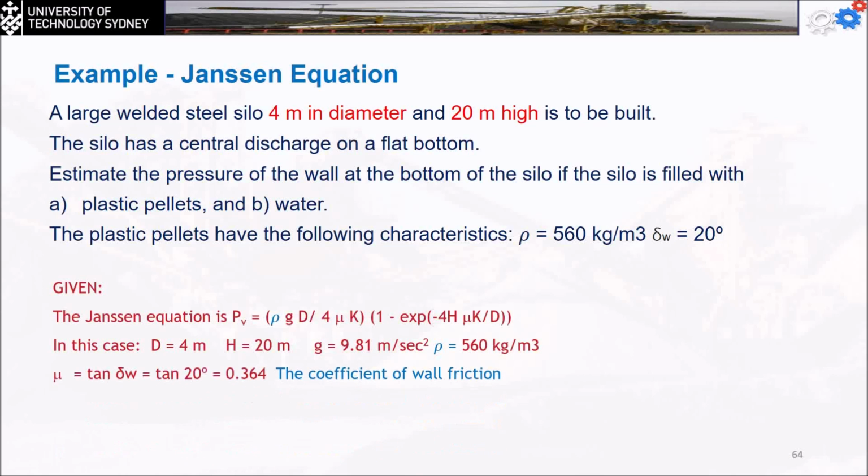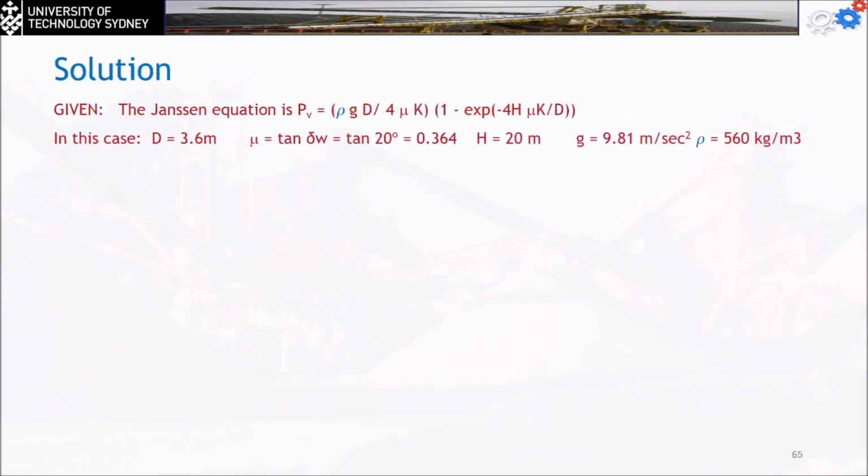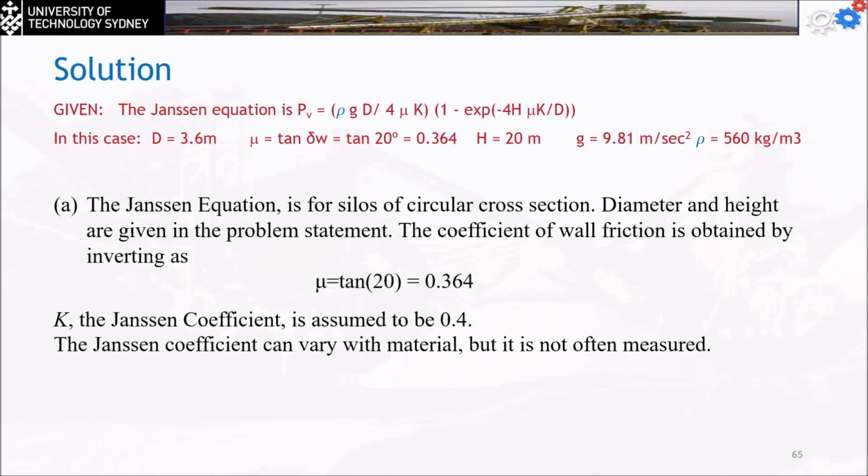Okay, now we got all the parameters and we start to do the calculation. So once again, that's the given things. The steps first for the Janssen equation, for the silo of the circular cross section: the diameter and the height are given in the problem statement, and the coefficient of the wall friction is obtained by inverting, so mu is equal to tangent of 20. The K Janssen coefficient is assumed to be 0.4.